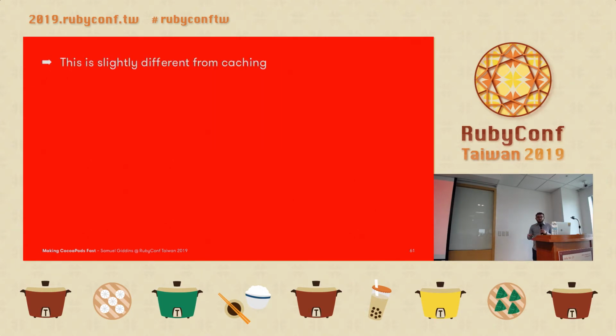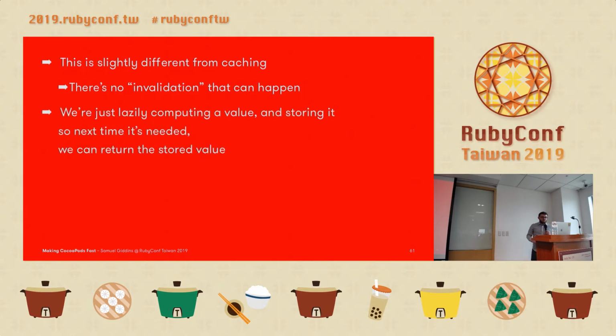So this is slightly different from caching because, well, we all know one of the three big problems in computer science is cache invalidation. But when you memoize something, there's no invalidation that can happen. We're just lazily computing a value and storing it. And the next time it's needed, we just go, aha, we stored this, and we return that instead of recomputing it.